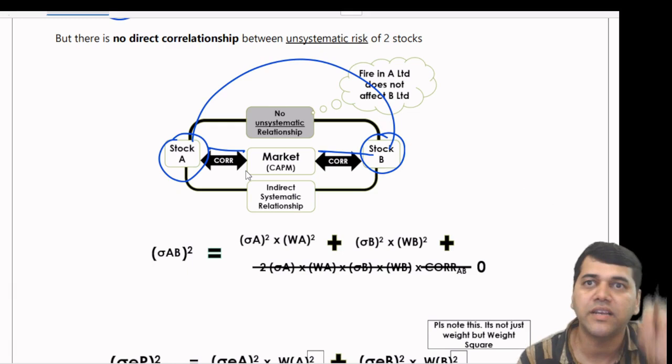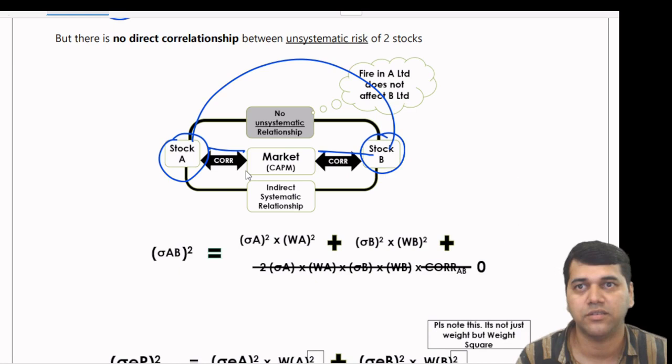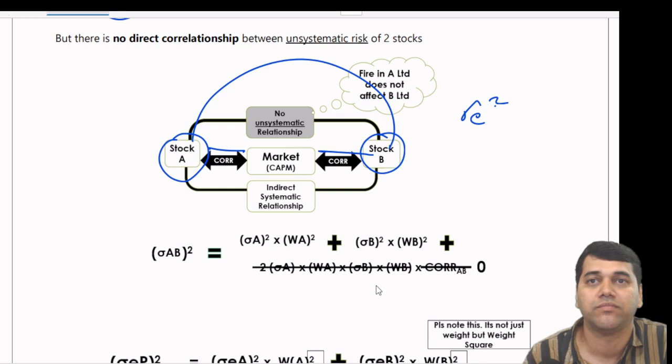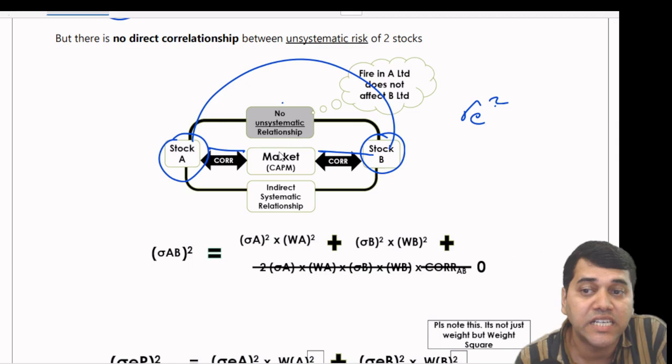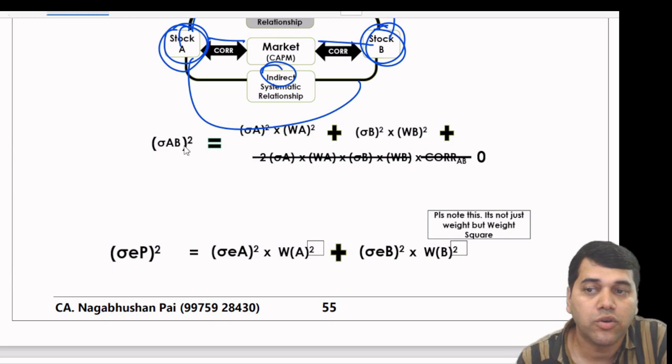But if a fire is going to happen in Reliance Industries, or management is committing fraud in, say, Geetanjali Gems, should the price of Infosys get affected? Because fire, mismanagement, fraud, these are all unsystematic errors. So what is the relationship? There is no relationship, but we can establish an indirect relationship between stock A and stock B. How? We said there is no relationship, no? Since there is no direct beta to beta relationship, everything becomes zero.